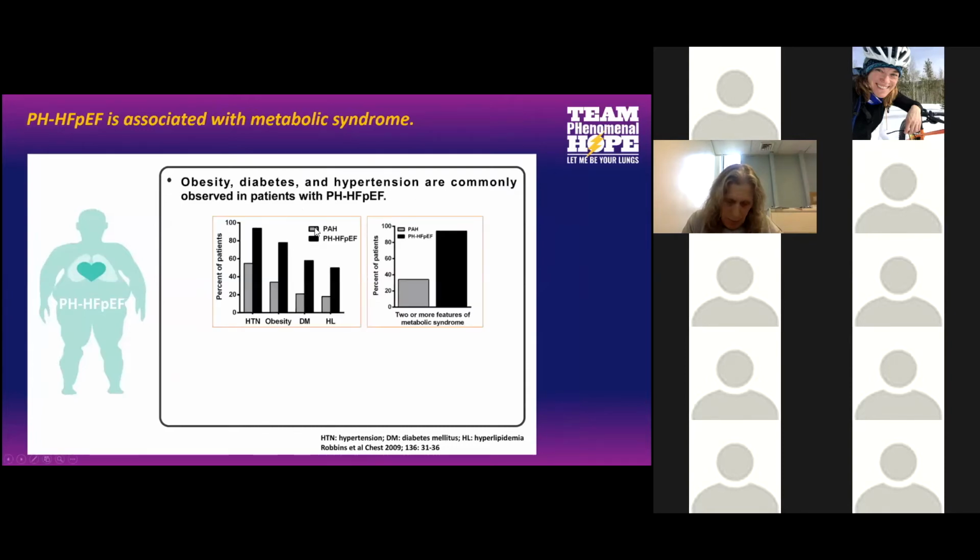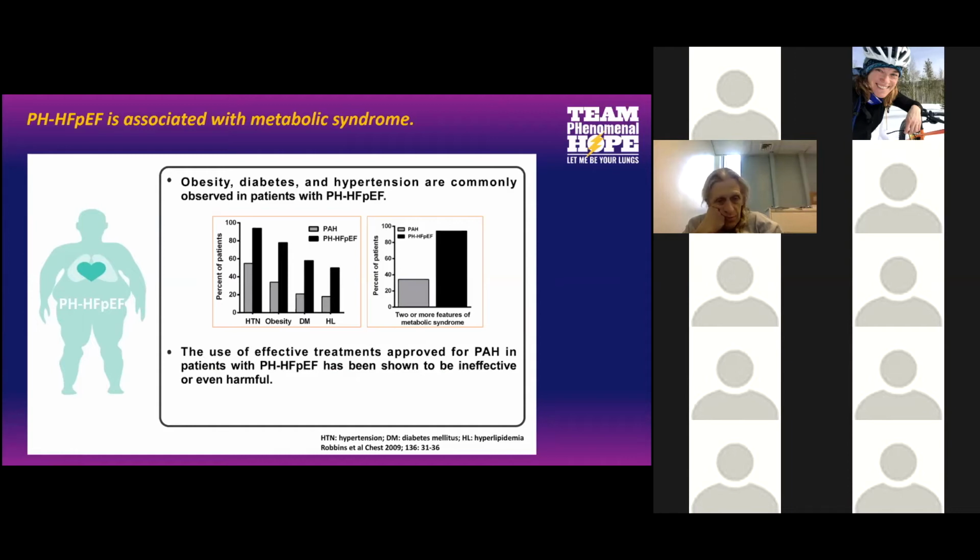As you can see here, the gray one is for PH, and the black one is for PH-HFpEF patients. PH-HFpEF patients are more commonly associated with hypertension, obesity, diabetes, and hyperlipidemia compared to PAH patients. And more dramatically, more than 90% of patients with PH-HFpEF have been shown to be associated with 2 or more features of metabolic syndrome. As mentioned earlier, there's currently no treatment for group 2 PH patients.